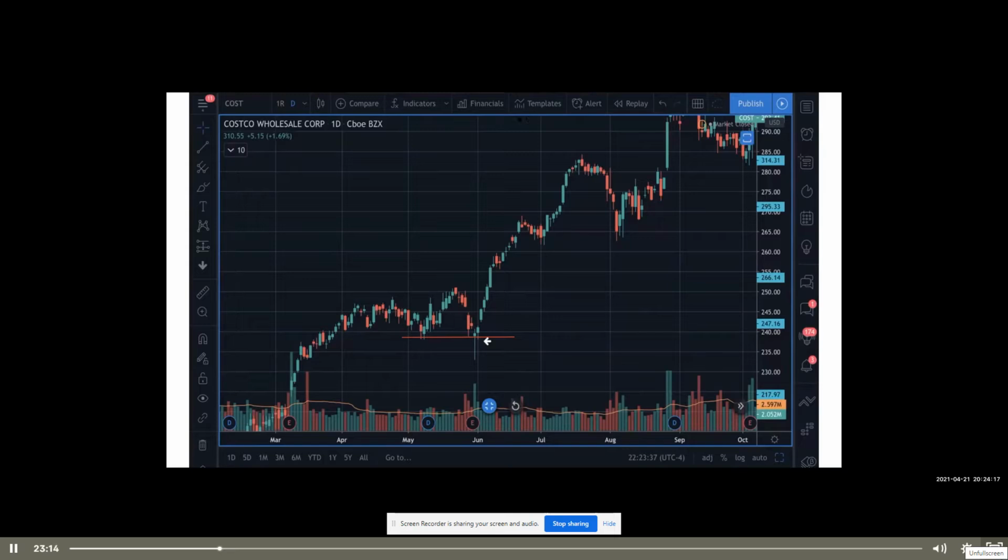So let's go over another example. Let me see if we see more pin bars. You see another one kind of right here too. Yeah, that's it for now.